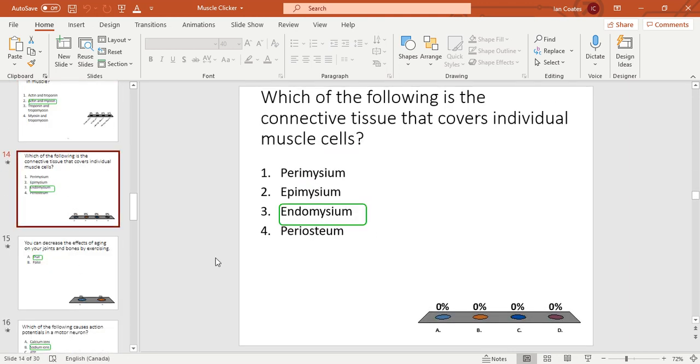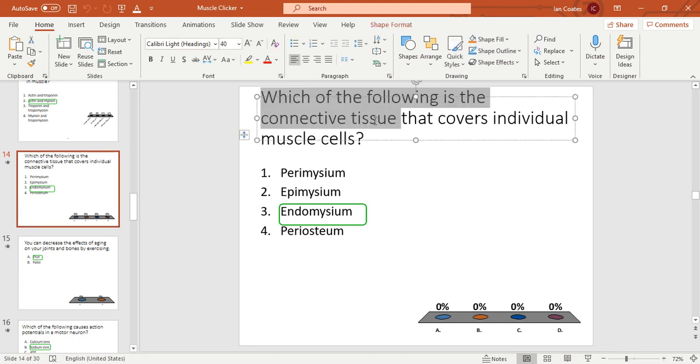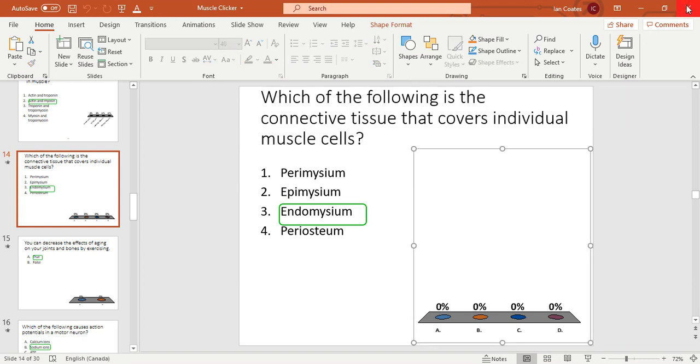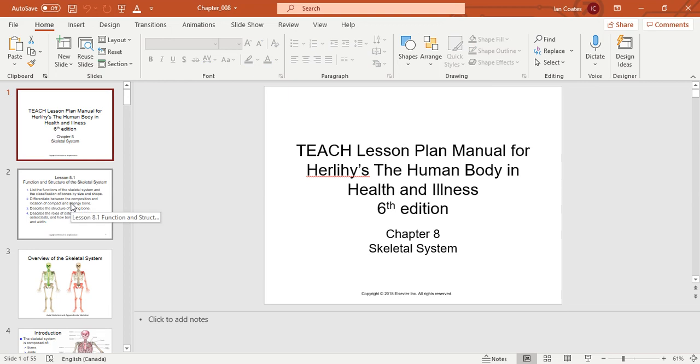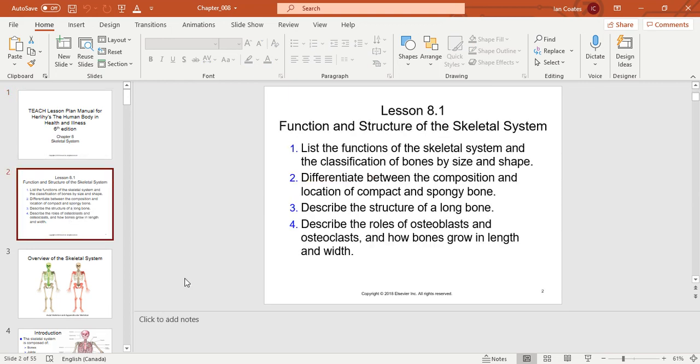So you guys can have, there's your perimysium, epimysium, endomysium there. Which of the following is a connective tissue that covers individual muscle cells? Well, there's your endo. So have a look at these, have some fun with them, try them out. But we're going to get into skeleton.